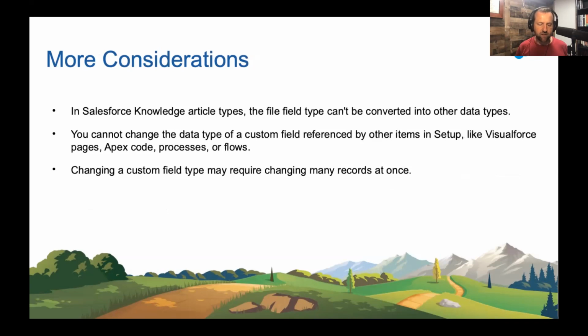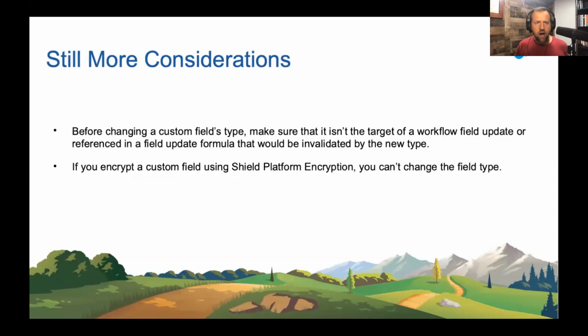And changing a custom field type can require changing many records at once. So to process these changes most effectively, your request can be queued and you might receive an email notification when the process has completed. Before changing a custom field's type, make sure that it isn't the target of a workflow field update or referenced in a field update formula that would be invalidated by the new type. And if you encrypt a custom field using Shield Platform Encryption, you can't change the field type. So those are just some different situations to consider before converting fields that could lead to data loss.